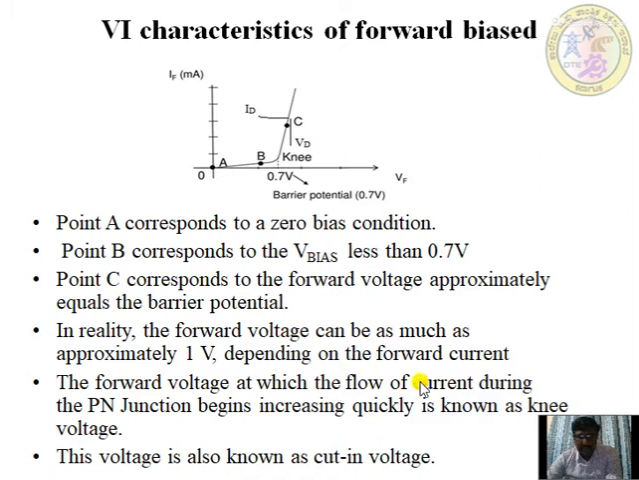The forward voltage at which the flow of current through the PN junction begins increasing quickly is known as the knee voltage. This is the point at which the current starts increasing quickly. For silicon it is 0.7 volts. At this point the current starts increasing quickly, with a sudden rise. So this is known as the knee voltage. This voltage is also known as the cutoff voltage. Cutoff voltage means that any voltage applied beyond this may damage the diode.